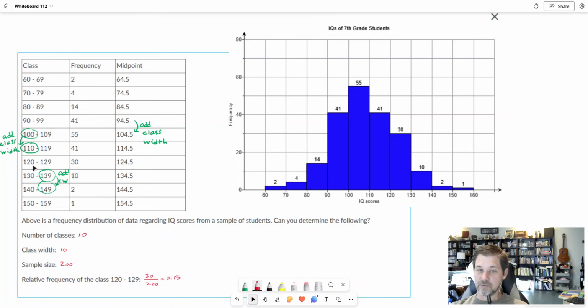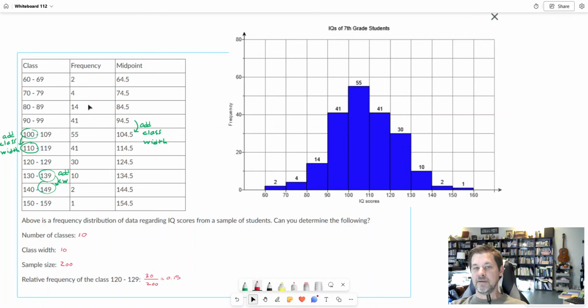You'll get the class width, okay? So I found the class width like that with the lower class limits, upper class limits, or the midpoints, okay? Sample size, 200. How do I know that? Well, if 2 students had an IQ from 60 to 69 and 4 had an IQ from 70 to 79, then each of these being the frequency is how many students fell into that class.